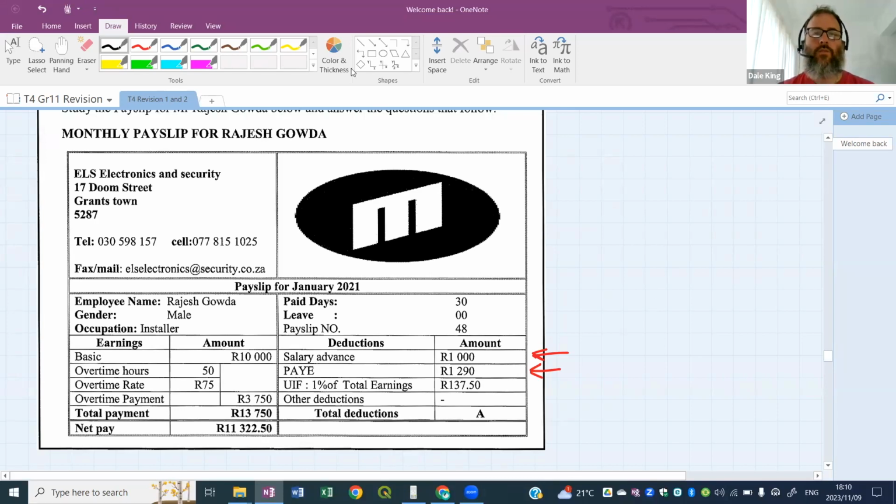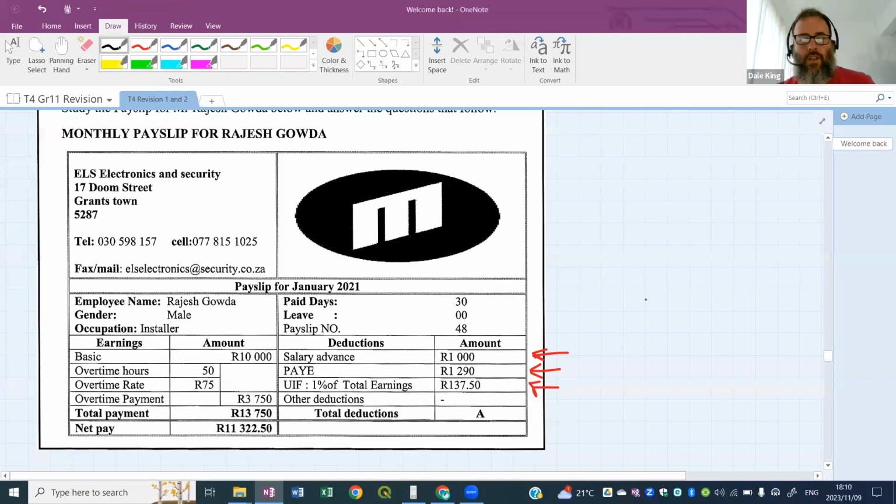What does UIF stand for? Anybody? UIF in the third line here. What does that stand for? It can't be crickets. It's just three words. Yes, thank you, there we go. Well done, good job. I know you guys know it. Unemployment Insurance Fund.